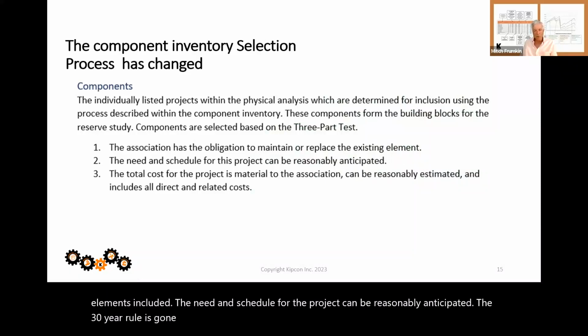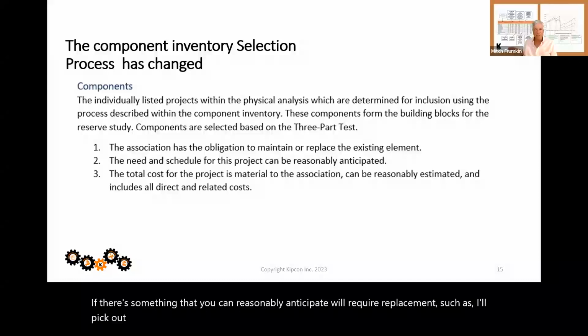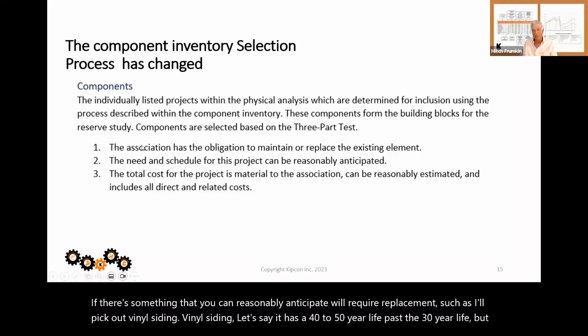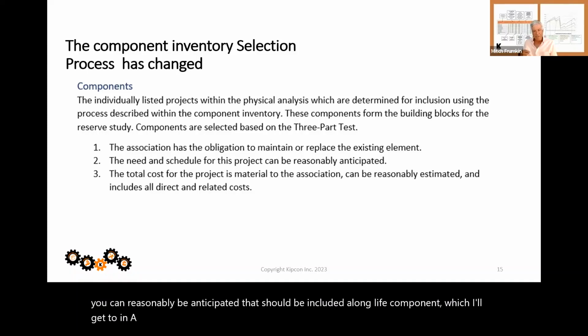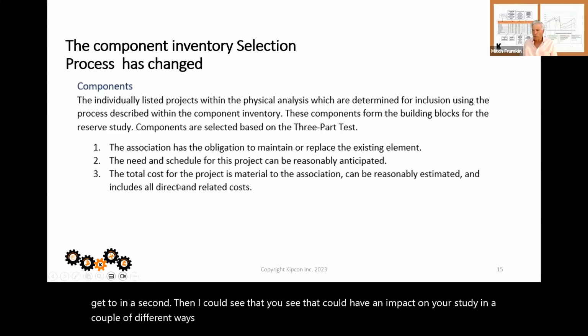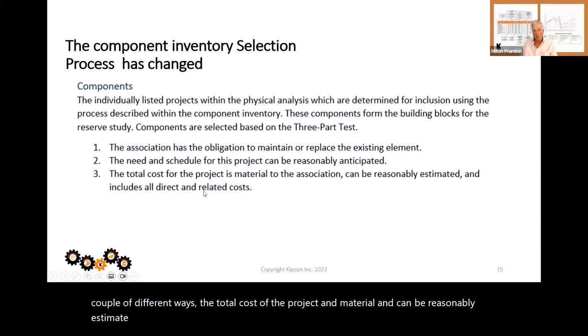If there's something that you can reasonably anticipate will require replacement, such as, I'll pick out vinyl siding. Vinyl siding, let's say it has a 40 to 50-year life. Past the 30-year life, but it can be reasonably anticipated, that should be included. The long life component, which I'll get to in a second, could have an impact on your study in a couple of different ways. The total cost for the project is material and can be reasonably estimated, includes direct and related costs.